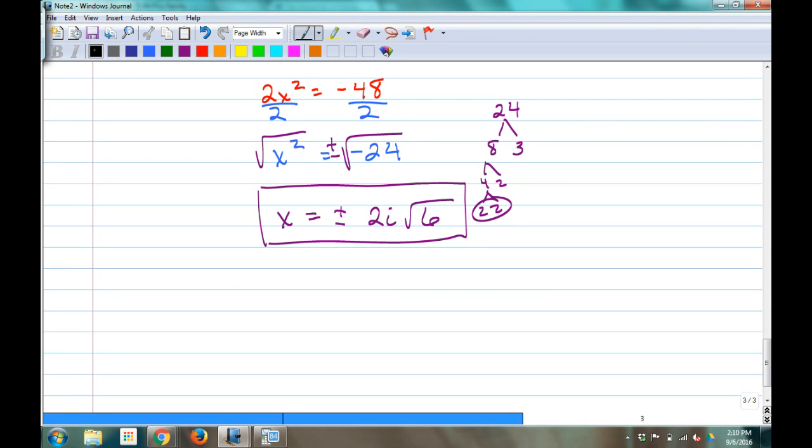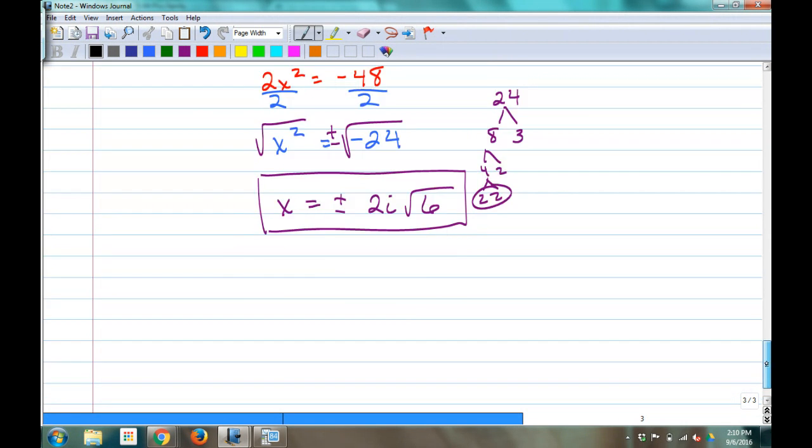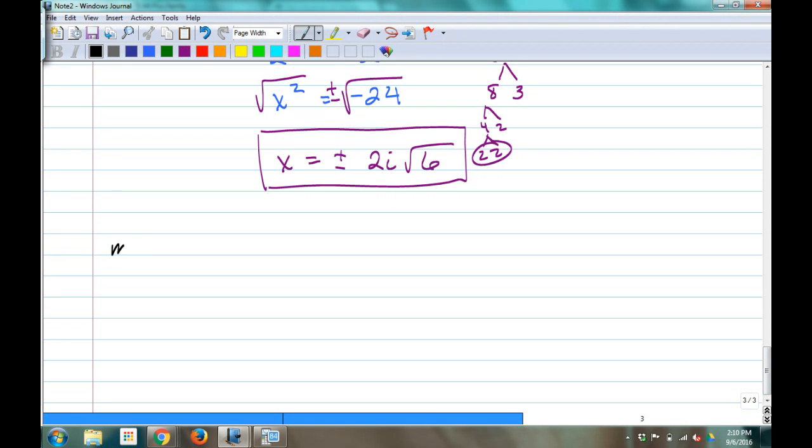Next one's a little bit more complicated, but not much. It's kind of similar to 33 that Kylie asked about at the beginning of class. All right, let's look at this one. Say we had parentheses x minus 3 squared plus 19 is equal to 1.